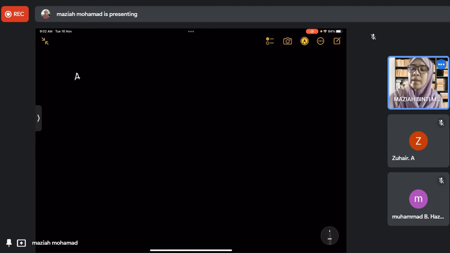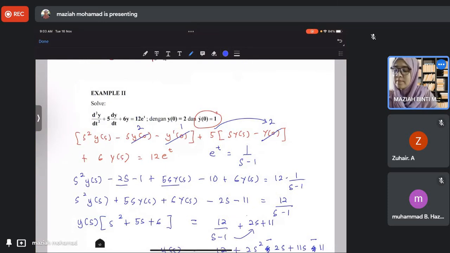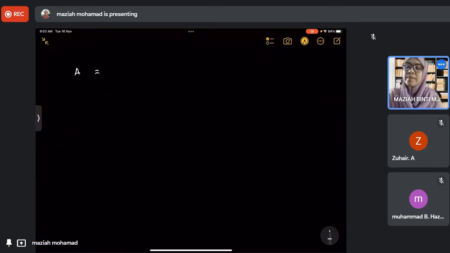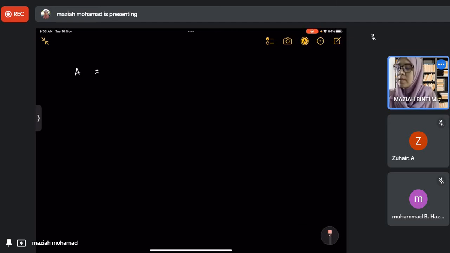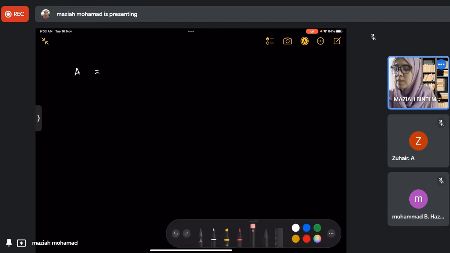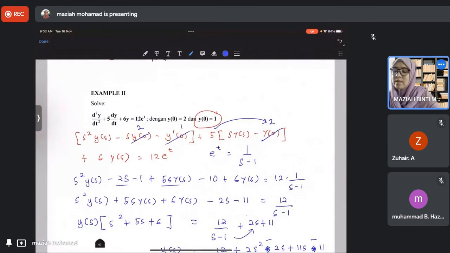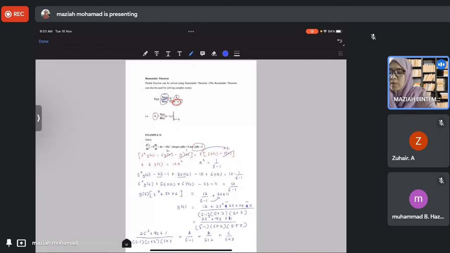Okay, for A equal to berapa tadi? 2S square plus 9S plus 1. 2S square, mana pula? Kita dah pass yang tu. Tak ada. Salah. Betul lah. Confused lah saya ni. Tengok balik. Okay, 2S square plus 9S. Betul lah tu. Okay.